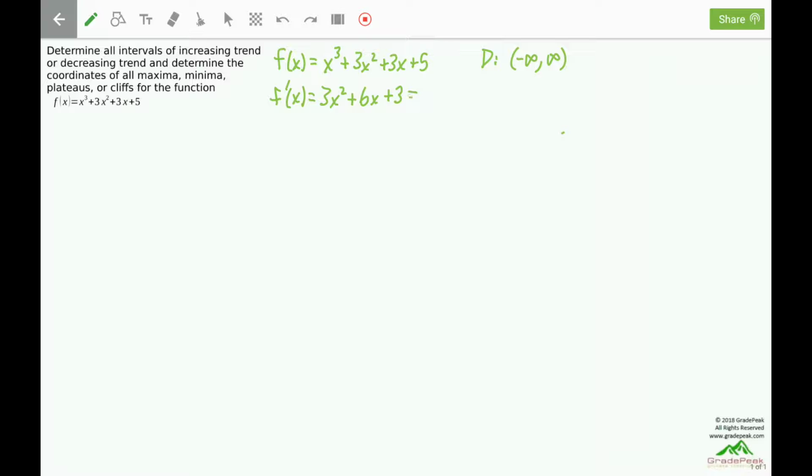We will now fully factor the derivative. There is a common factor of 3 that will factor out, leaving behind an x squared plus a 2x plus a 1, which is a trinomial quadratic, and can factor into x and x. We need two numbers that multiply to be a positive 1 and add to be a positive 2. Positive 1 and positive 1 will take care of this.